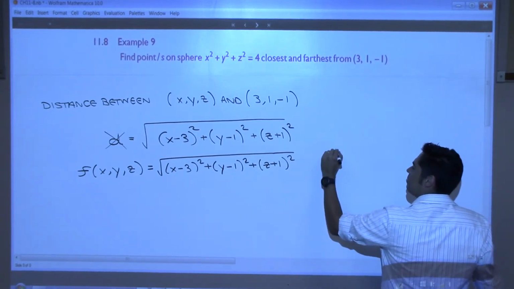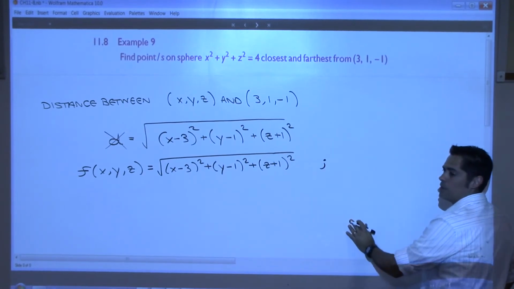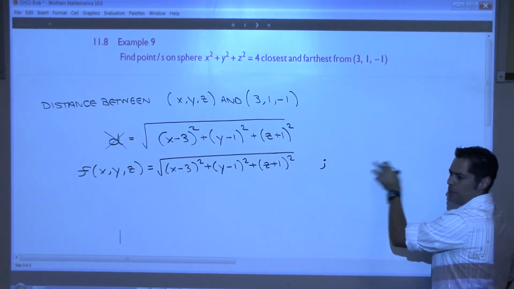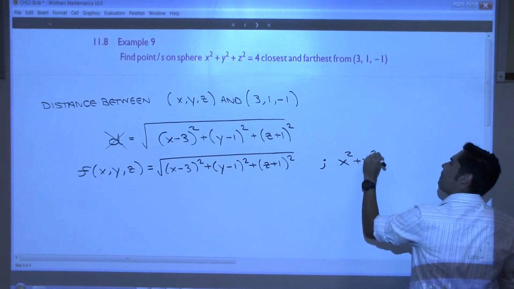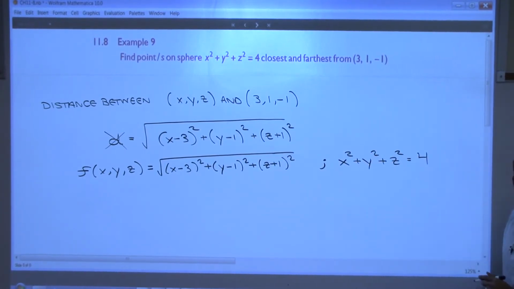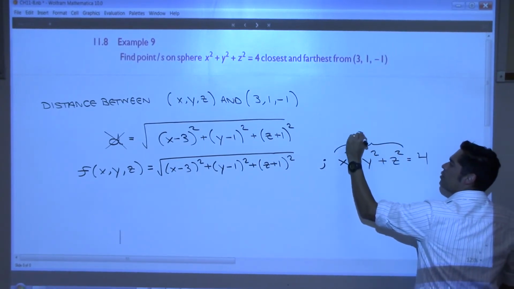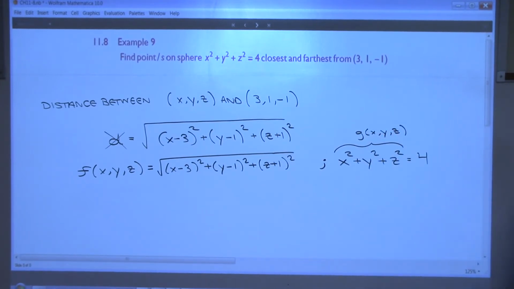So the constraint, the book uses a semicolon. When you're doing your homework, they say, here's the objective function, and then they put the constraint next to it. So, like this. Okay, so that's our constraint. Then the left side of this is our g of x, y, z. Follow?